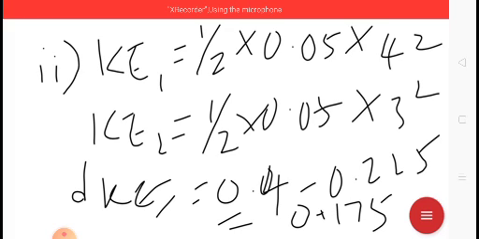This loss in energy will most probably be converted to heat, or when you have a collision, maybe converted to sound when you hit the wall. So this is because of the loss of KE. This is for part 2.